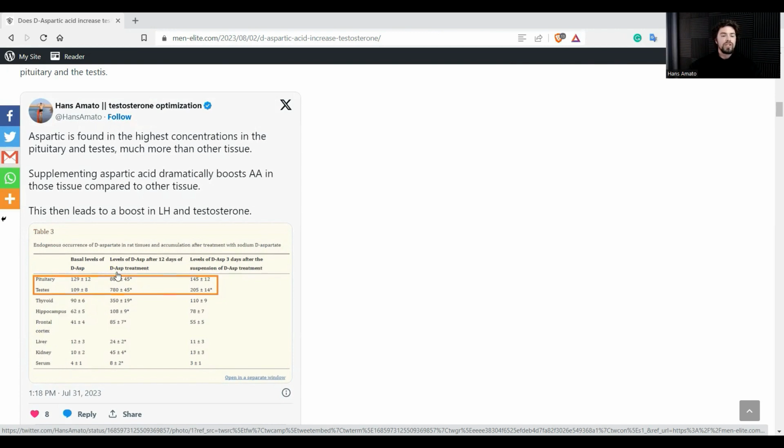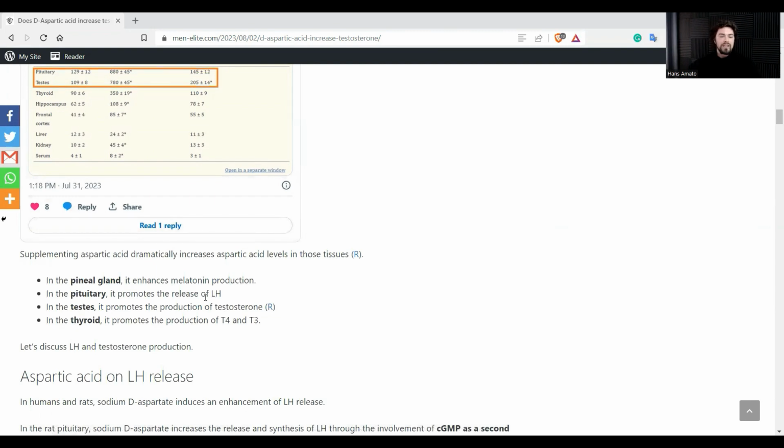So it accumulates, and when you do supplement aspartic acid, levels in those specific tissues go up even more. And then the moment you stop using it, levels go back to baseline. It accumulates in the pituitary where you release LH, in the testes where you release testosterone, in the thyroid where you release thyroid hormones, and in the pineal gland where it releases melatonin. So technically, it should help you sleep better, increase LH, increase testosterone, and speed up the metabolic rate. So it seems promising, right?